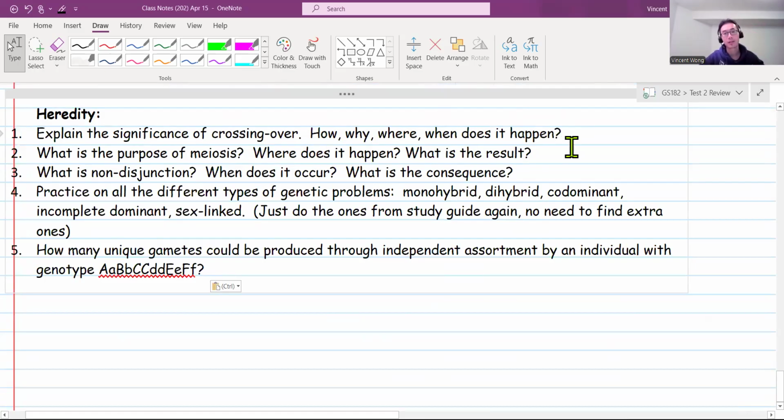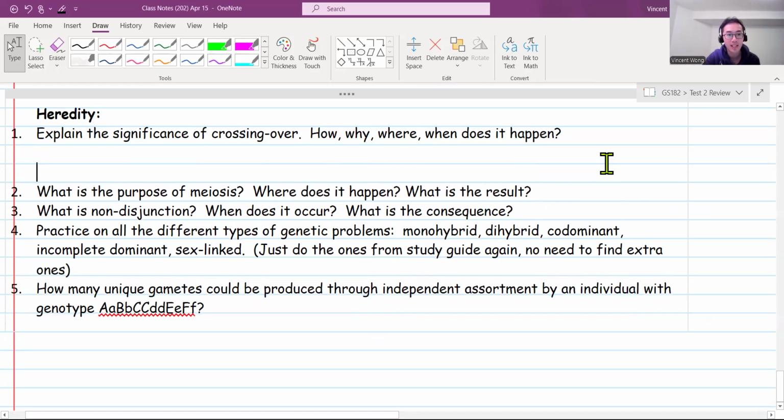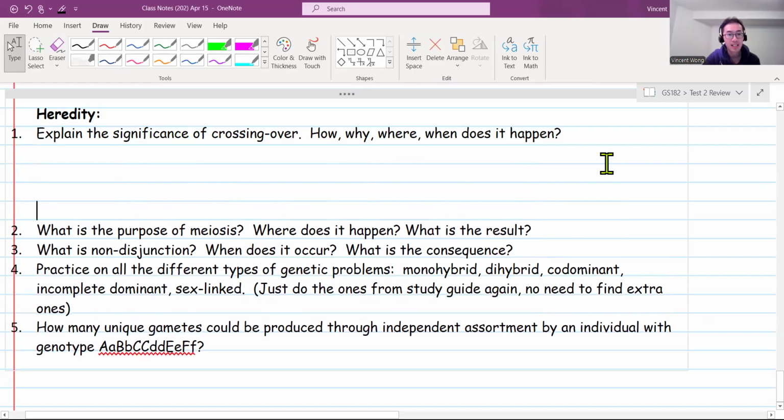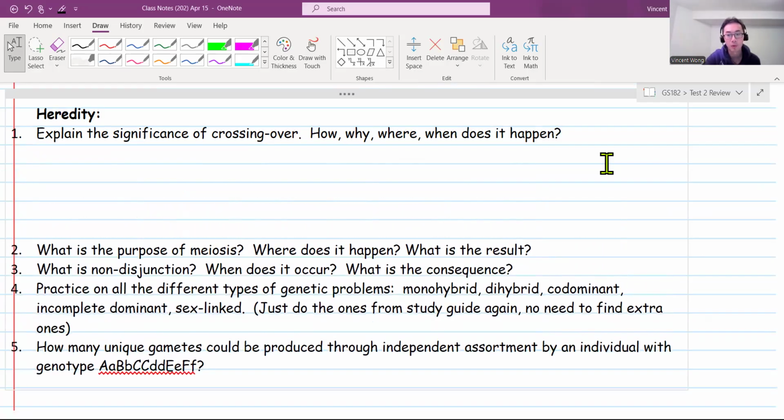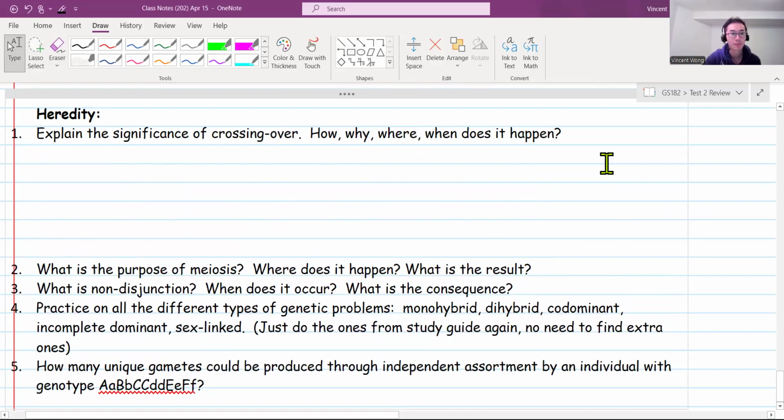Heredity. Obviously, expect to be asked to solve some of the genetic problems, like the ones we did in quiz number 4. It's not going to be more difficult than that. The only thing that you haven't been quizzed on is the sex-linked stuff, so maybe we'll do some practice with those.